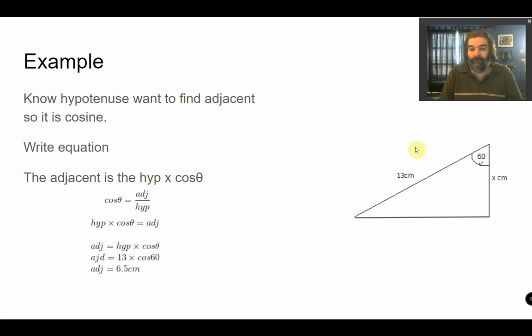Here's an example. Look at the triangle. I know the hypotenuse, that's opposite the right angle. I want to find the adjacent side because the angle is 60, so this is the one beside it, so it's the adjacent. So the adjacent is the hypotenuse times the cosine of the angle. So the hypotenuse is 13 times the cosine of 60. Put it into a calculator, you get 6.5.